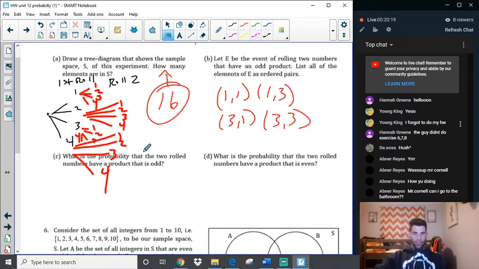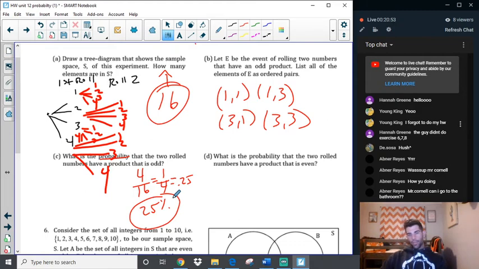C, what is the probability that 2 rolled numbers have a product that is odd? So now they're asking about that probability. So the question is, how many were odd? We got that from B, there were 4. And how many was the total? And there were 16. So you can write that as 4 out of 16. From here you can simplify, use your calculator, 1 out of 4, it could be 0.25, it could be 25%, okay, and there you go.